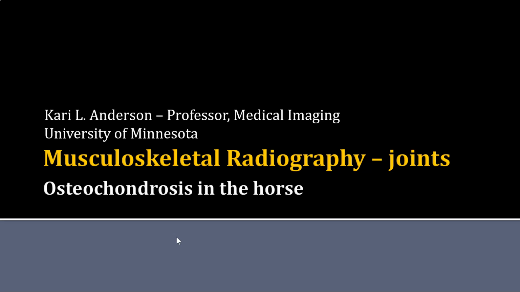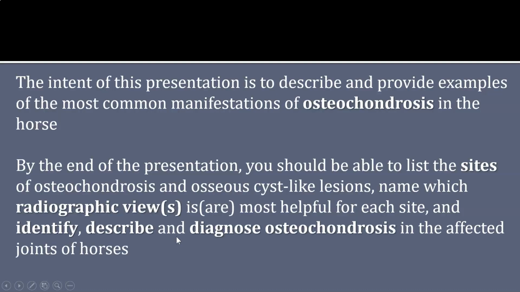This is the fifth in a series of presentations on radiography of joint disorders in veterinary patients. The current presentation intent is to describe and provide examples of the most common manifestations of osteochondrosis in the horse.